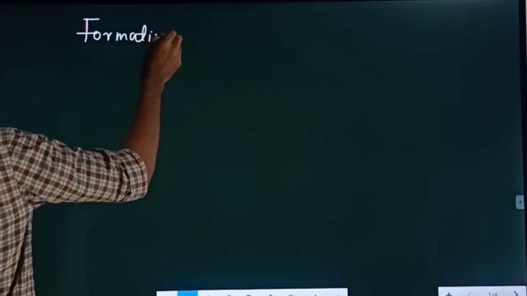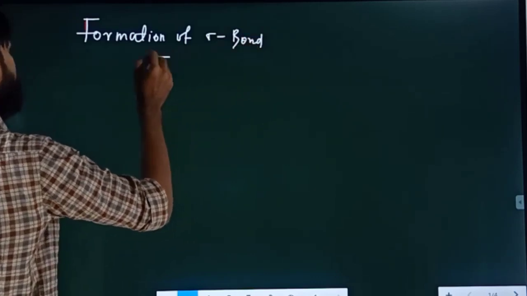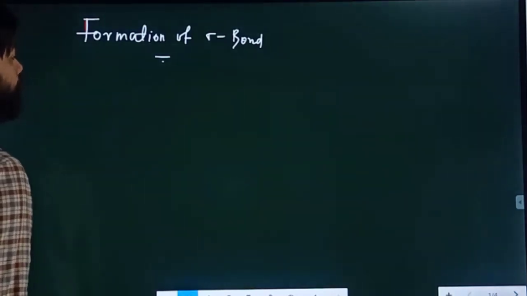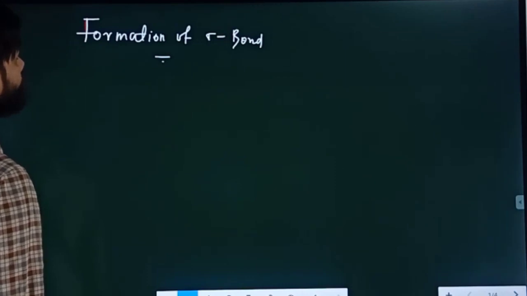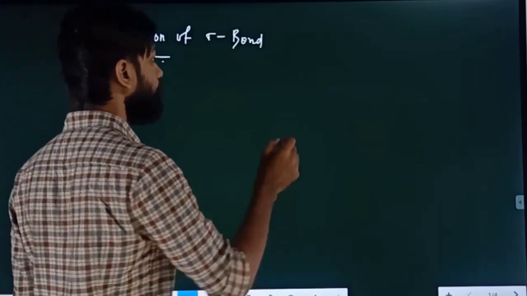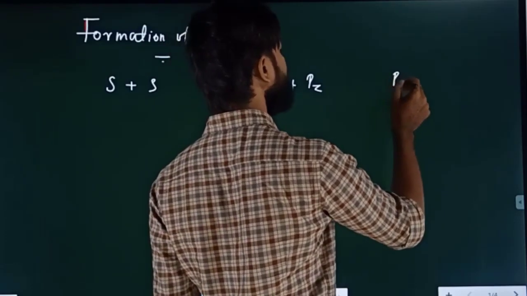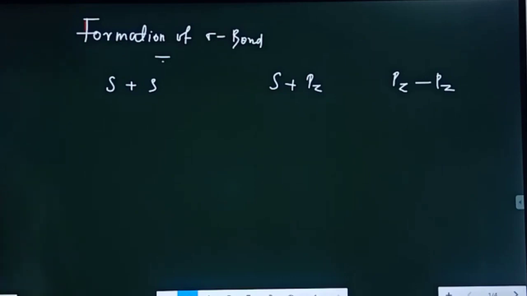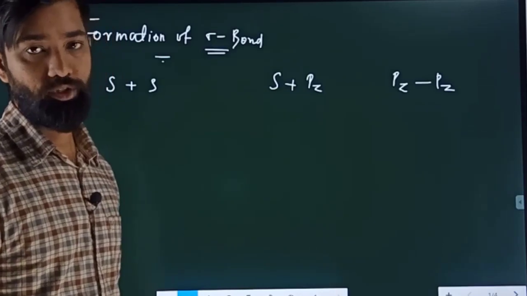Formation of sigma bond. Sigma bond may be formed when there is an orbital overlapping between S and S, S plus PZ, PZ plus PZ, etc. Because sigma bond is formed when the overlapping is along the internuclear axis.